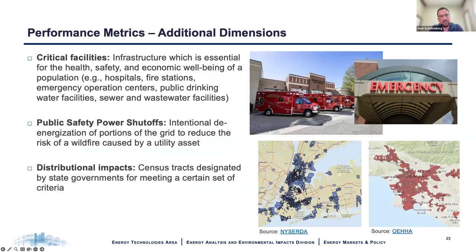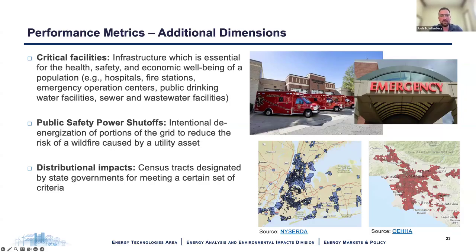Here's a few additional dimensions to think about with respect to performance metrics. Critical facilities is a major focus. Not all customers are the same, right? If it's a hospital, fire station, emergency operations center, it's really important to make sure that they keep their power on, or that the utility in some cases may support some sort of backup power.